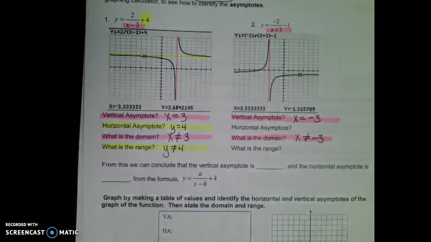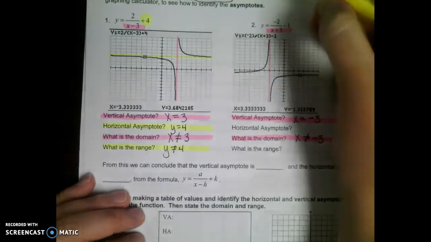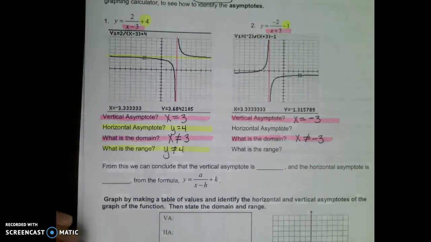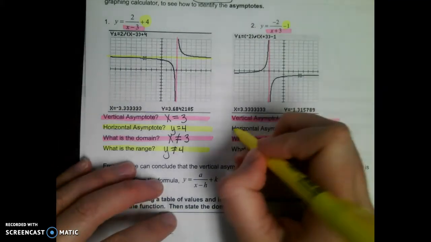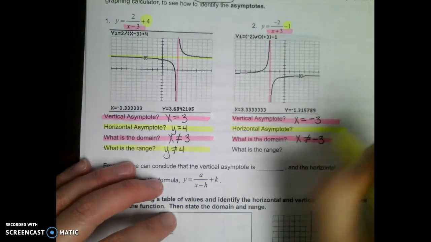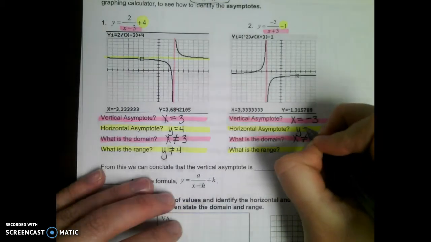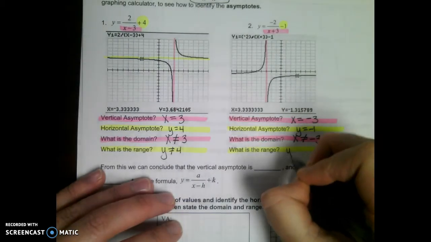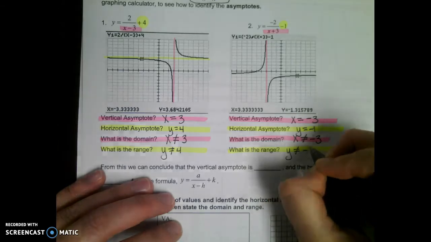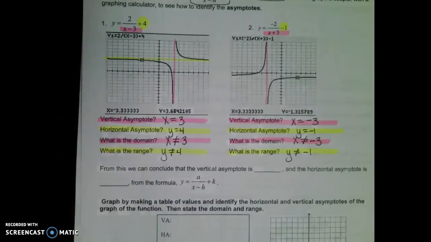All right, what do you think the horizontal asymptote is going to be? Negative 1. So y equals negative 1. And the range, y cannot equal negative 1. Now I do want to talk for a minute about why there are asymptotes. So the vertical asymptote is because we can't divide by 0. So why in the world is there a horizontal asymptote?